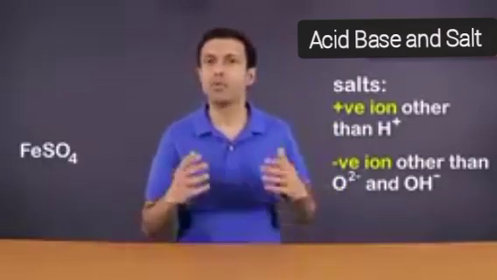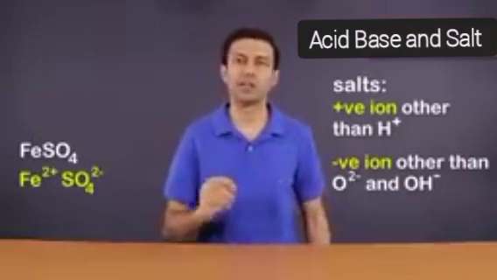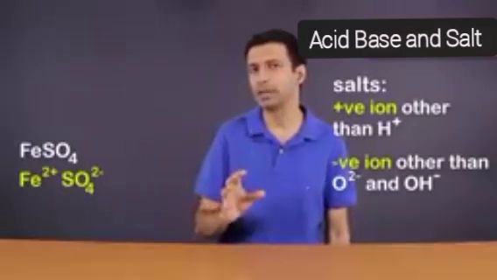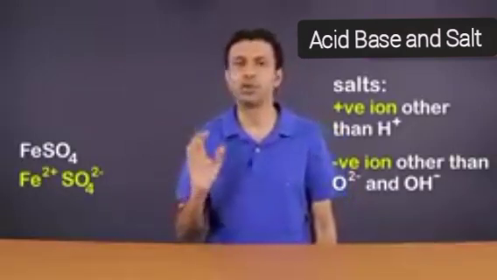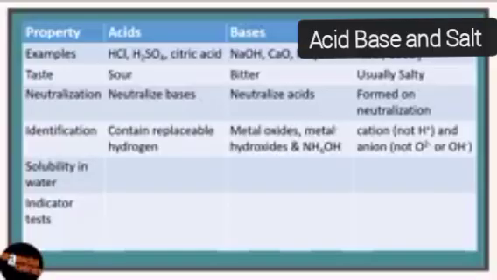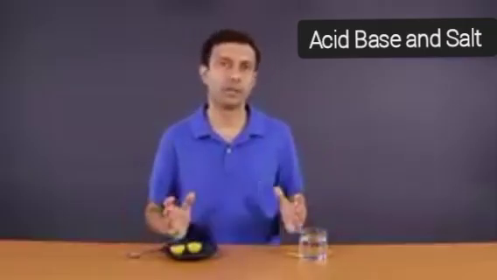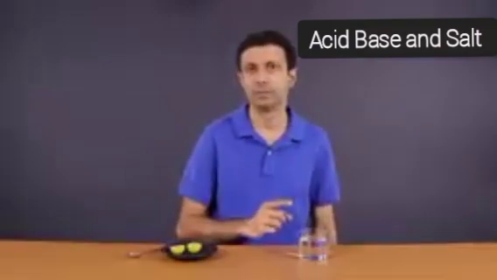Now what about ferrous sulfate? That's right, it contains ferrous, Fe2 plus, and sulfate, 2 minus ions. Let's pin the important identification points on our concept board. These rules help guide our decision to identify acids, bases, and salts. Next, let's look at the solubility of these compounds in water.